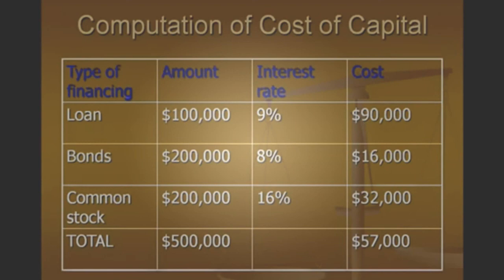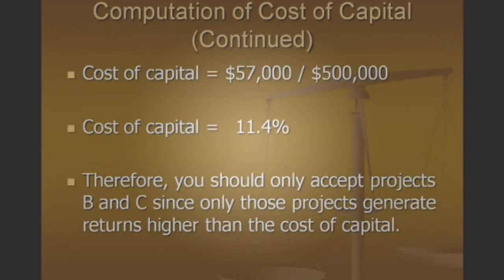For the bonds, 200,000, 8% is 16,000. For the common stock, you issue 200,000. The interest rate, which is the cost of the common stock, which is the dividends you pay, is around 16%, so it's 32,000. So for the total financing of 500,000, the cost is 9,000, not 90, typo, I apologize. 9,000 plus 16 plus 32, which is 57,000. So the cost of capital is 57,000 for financing of $500,000. So the cost of capital is 11.4%. Therefore, you should only accept projects B and project C, since only those projects generate returns higher than the cost of capital.